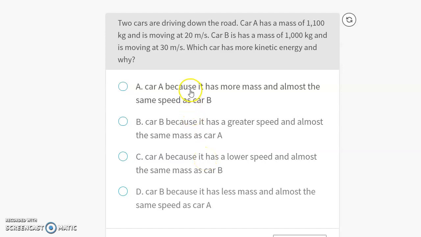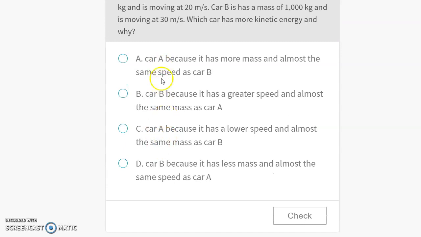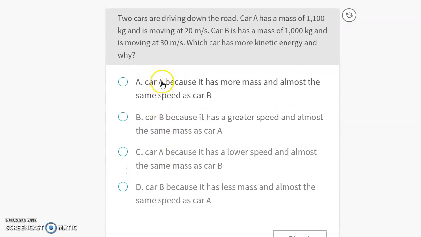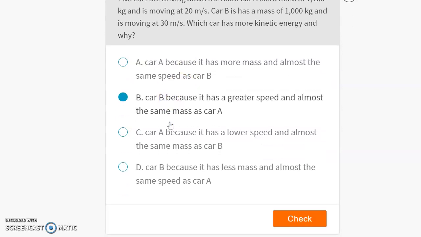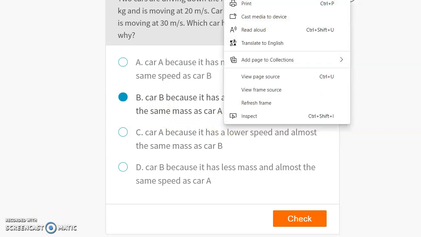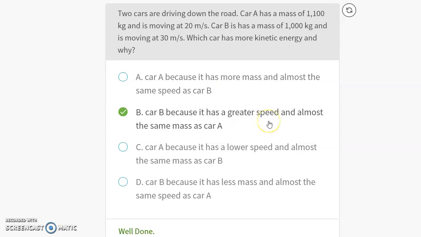So which one has more kinetic energy? Car A because it has more mass, or car B because it has more speed? So it's one of the graders. We have to decide, is it more important to have more mass or be moving faster? So how I thought about it was, if you have more mass, that will make you go slower. So it's actually more important to have a greater speed.